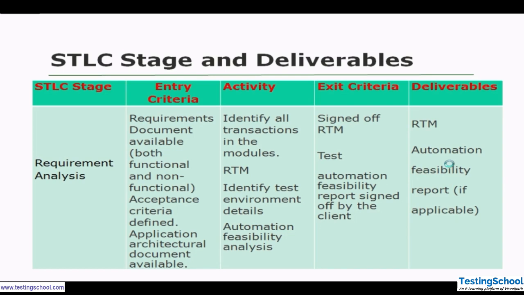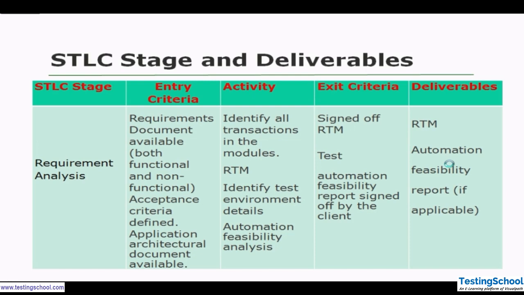So in the requirement analysis phase, the entry criteria is that we get the requirement document for the functional testing as well as the non-functional testing, and we get the acceptance criteria. We get all the architectural documents for the project. So these documents should be there when we start our requirement analysis.